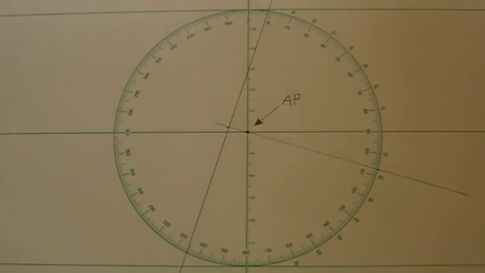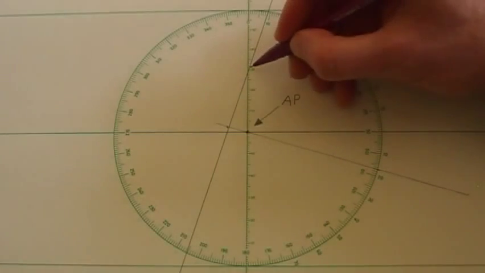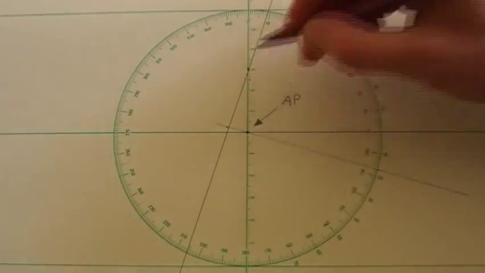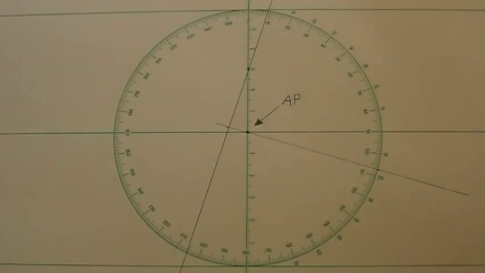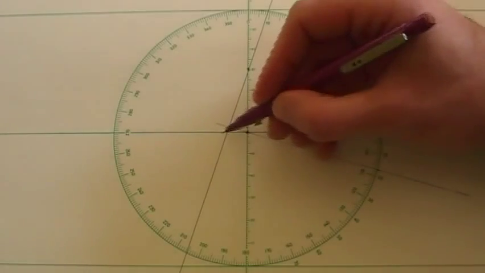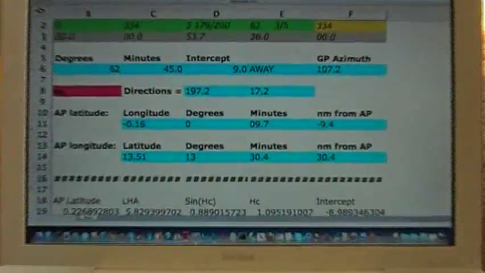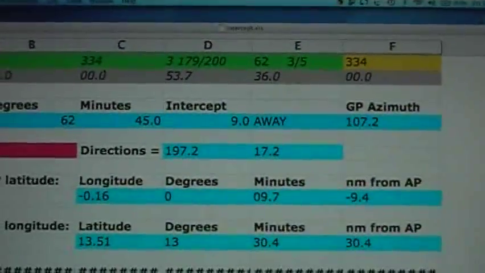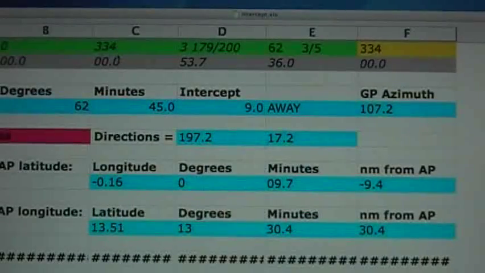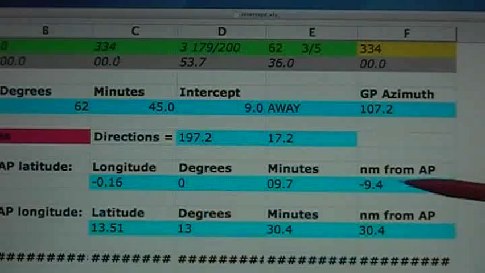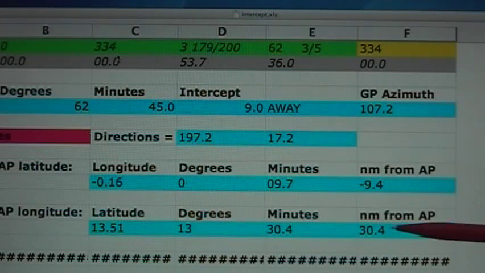Now notice that the LOP crosses the AP's meridian at 30 miles north from the AP, and it also crosses the AP's parallel of latitude at some distance west from the AP. This additional information is in fact calculated by our spreadsheet. So here we have that the LOP crosses the AP's parallel of latitude at negative, that's west, 9.4 miles from the AP, and it crosses the AP's meridian 30 miles north, that's positive north, from the AP.